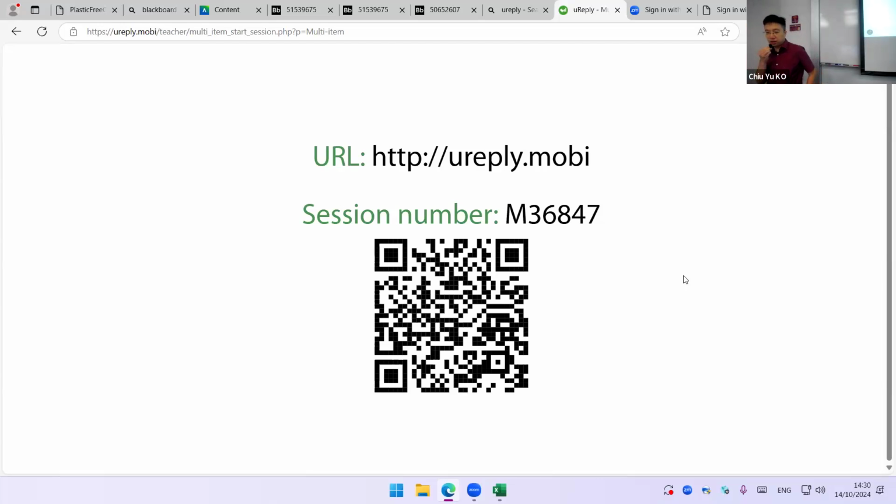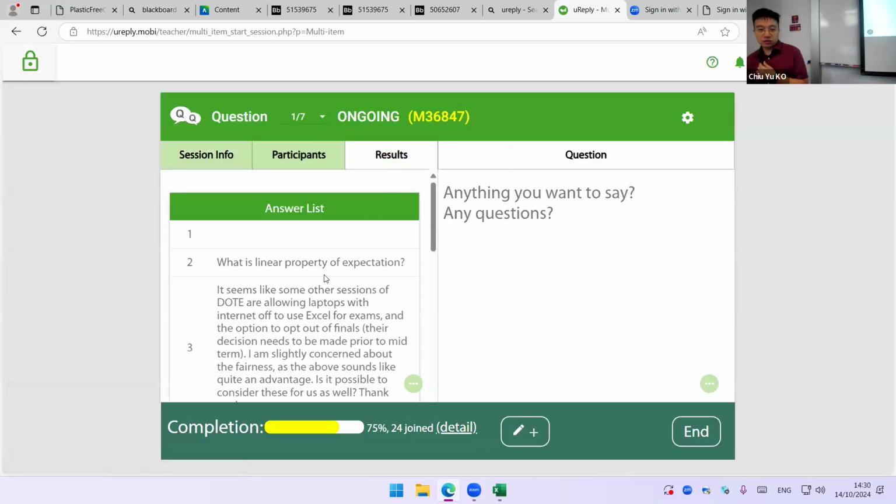So let's see. I think the break is over. So let's check out how well we are doing. And there's a question: what is linear property of expectation? Very simple. Linear just simply means the following.